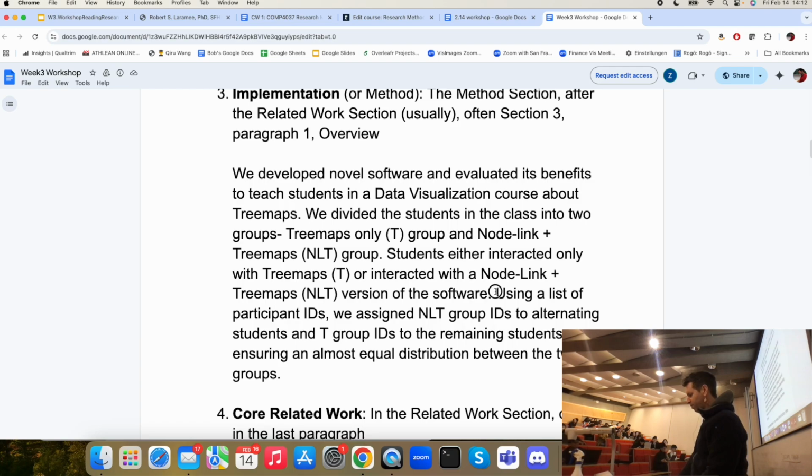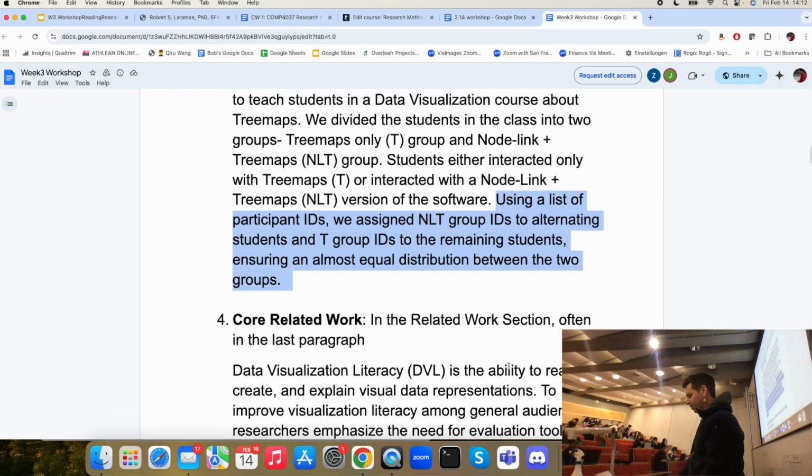Yes, this is a good summary of the implementation. This part is not necessary. That's too much detail. You don't need to go into details about how the students were separated into two groups and formulating IDs and so on.